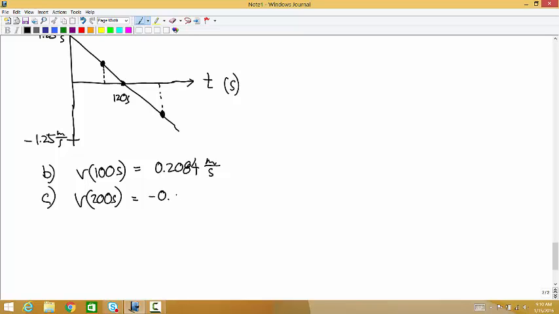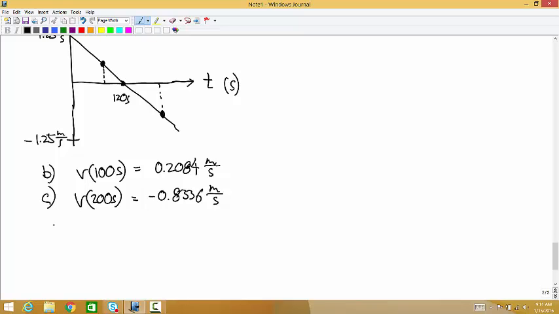Negative 0.8336 meters per second. That's after the swimmer's reached the buoy and turned around. So now the swimmer's moving back towards the shore. What direction is that? Negative, and that makes sense with the sign we have here. Okay, so these answers make physical sense.